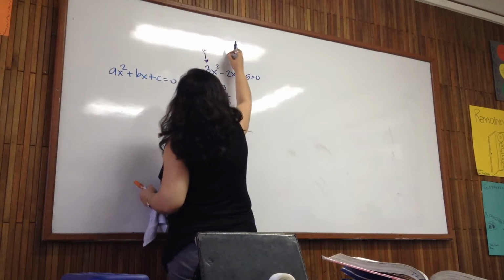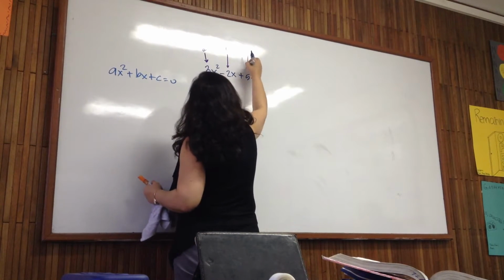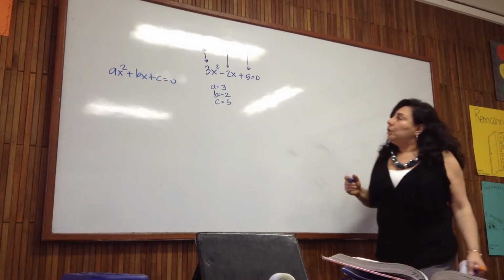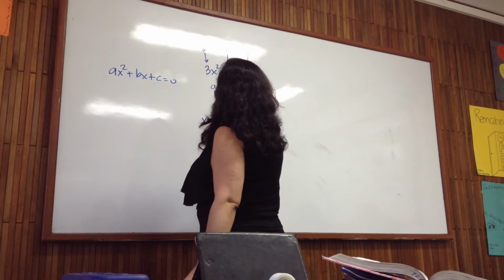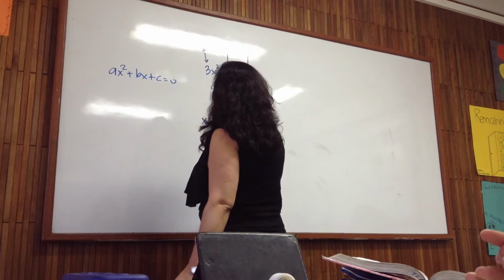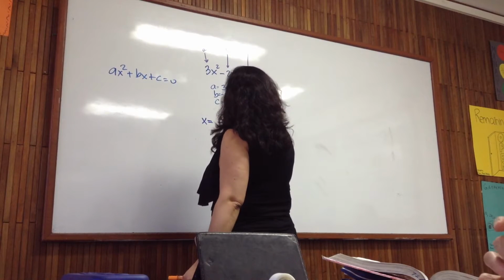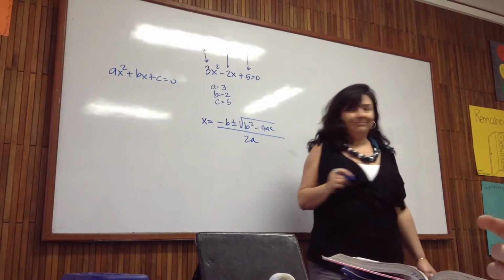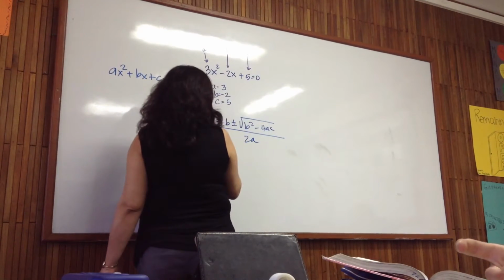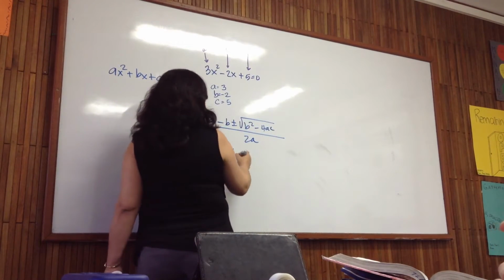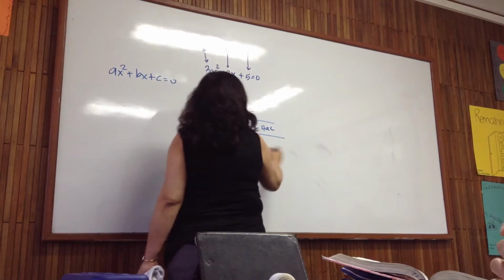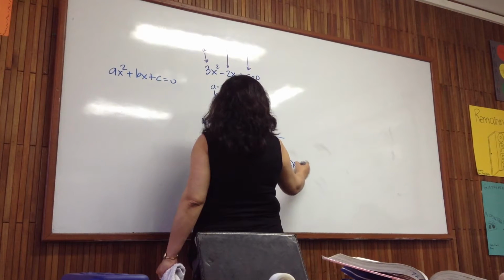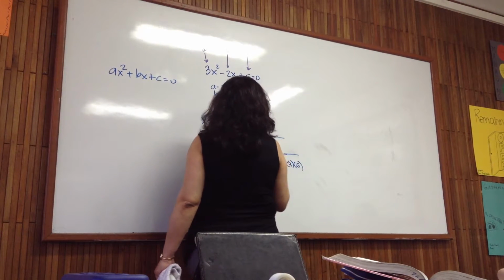So I take my formula, and the formula tells me x equals minus b plus minus the square root of b squared minus 4ac, over 2a. And then x equals minus b. How much is b? Minus 2. Plus minus, substitute: minus 2 squared minus 4 times a, which is 3, times c, which is 5.